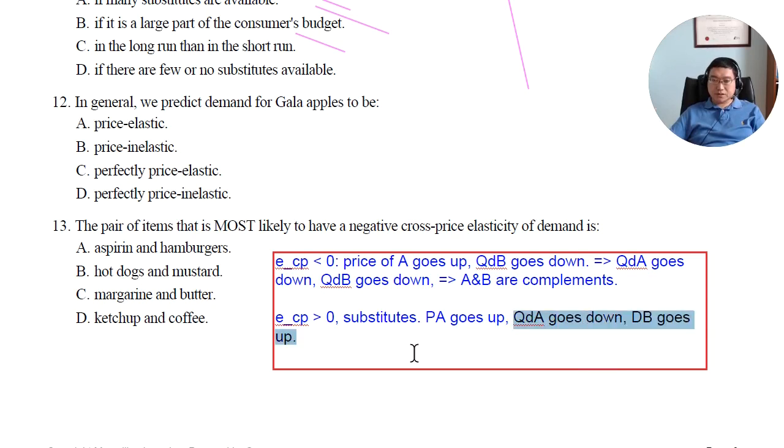This part, right? A and B, the consumption part is a negative relationship. But there is another negative. Negative plus negative, you got positive. The other part of the negative is price goes up, quantity demanded goes down. That's another negative relationship. So one pair of negative relationship plus another pair of negative relationship, you end up with a positive cross price elasticity of demand. Okay, that is question 13.